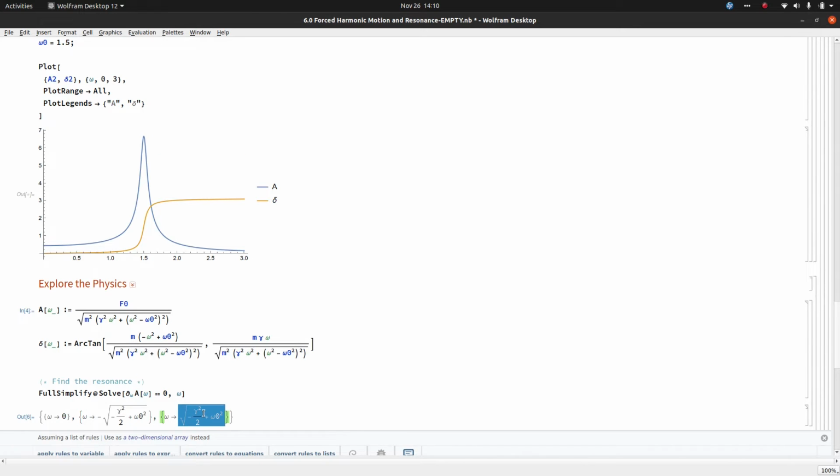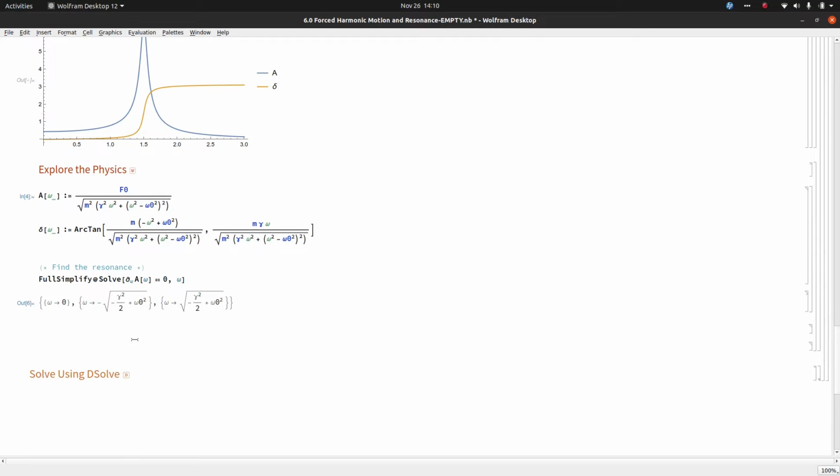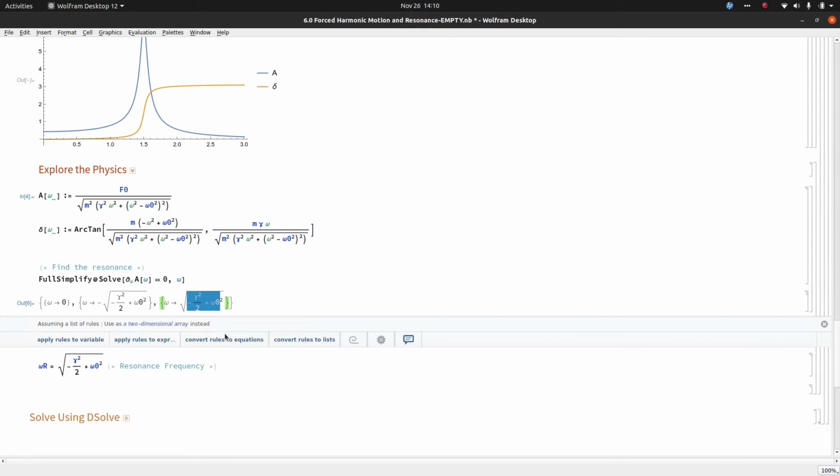So I'm going to say that omega r, the r is for resonance, this is my resonance frequency, is equal to just what we had over here. So that's the square root of minus gamma squared over 2 plus omega naught squared.